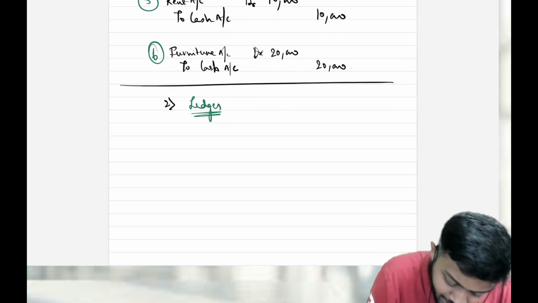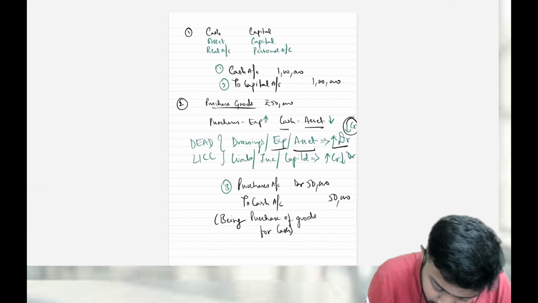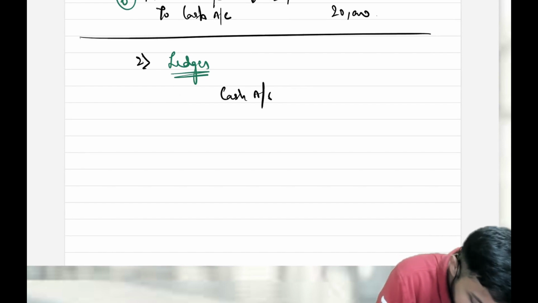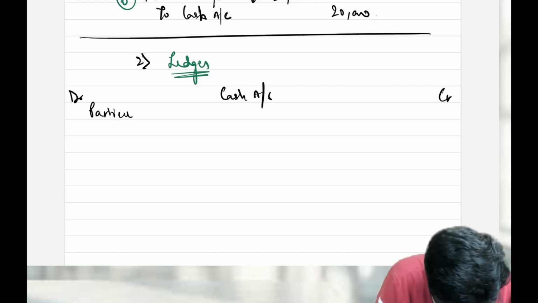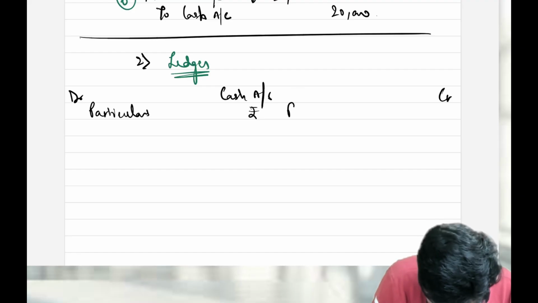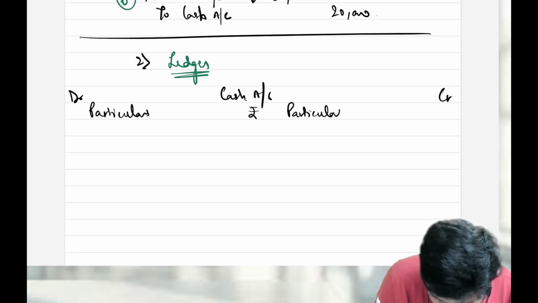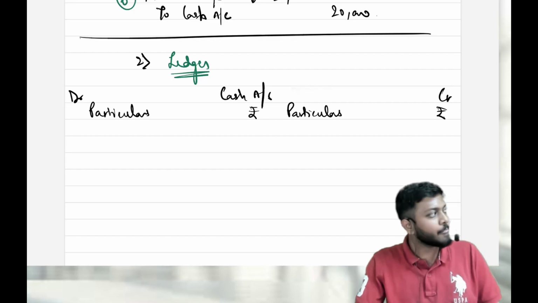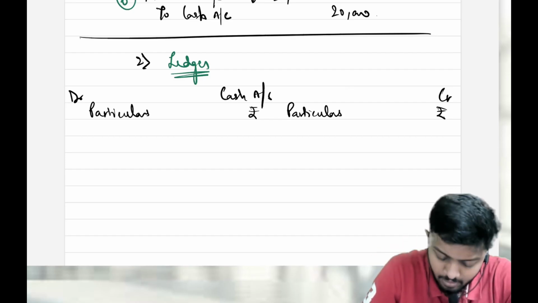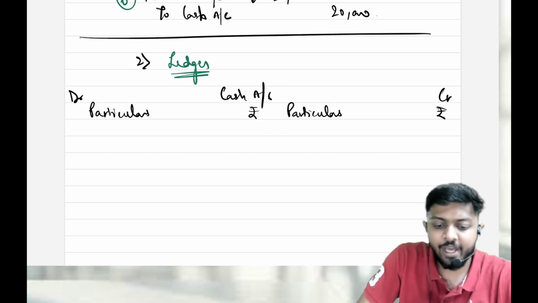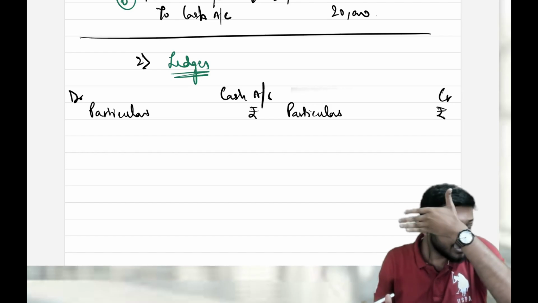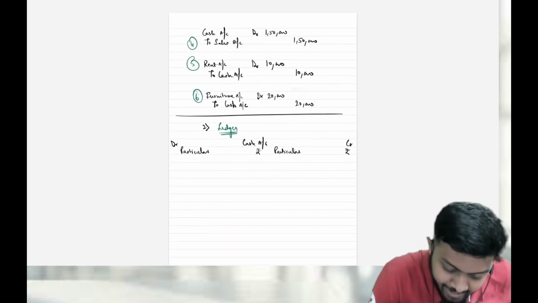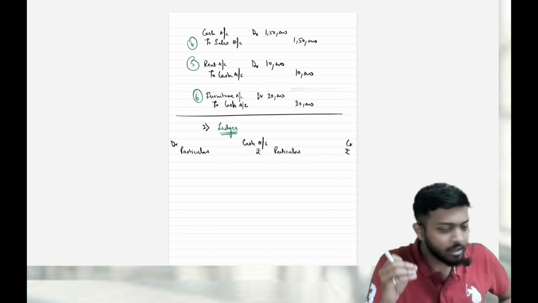The format of ledger goes like this. How it goes? First one is cash account, debit, credit, particulars, rupees, particulars, rupees. Okay, all of you. So what did we do here in ledger? We are opening 6 distinct different accounts, correct? So all the different accounts that I've used above, I'm opening one ledger account for each.